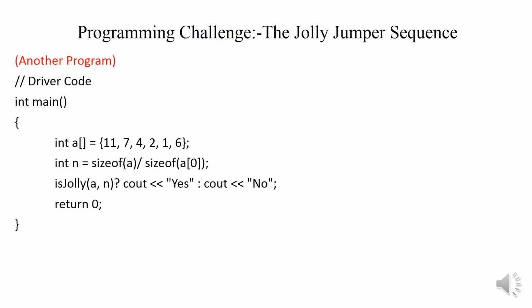Friends, this is also a Jolly Jumper sequence program. This is another code for the Jolly Jumper sequence. Here the same thing is executed. Here we only paste the sample output, which consists of yes or no. The function is each jolly, with a comma n. We pass the number of inputs and the elements that will be stored in array a.